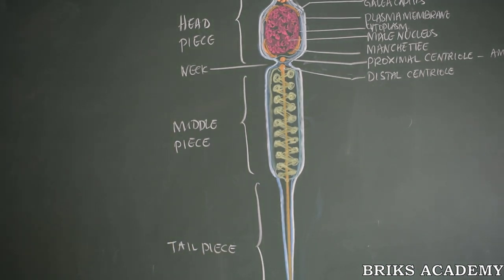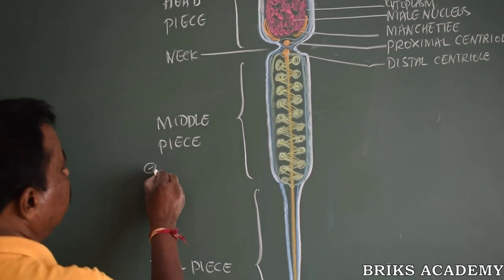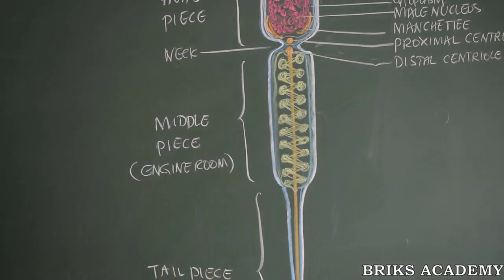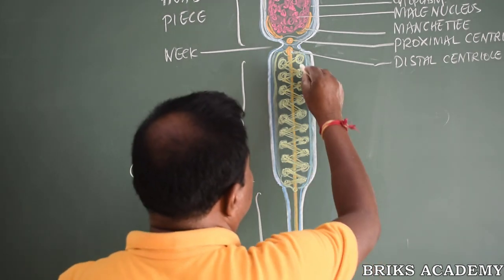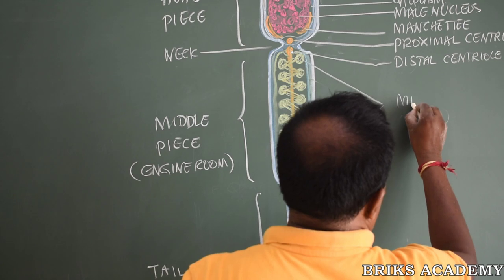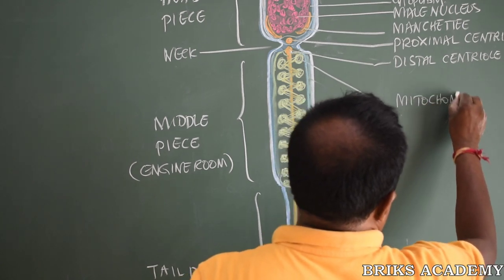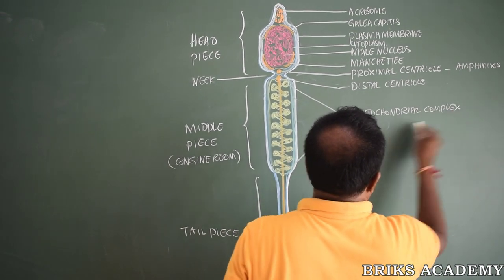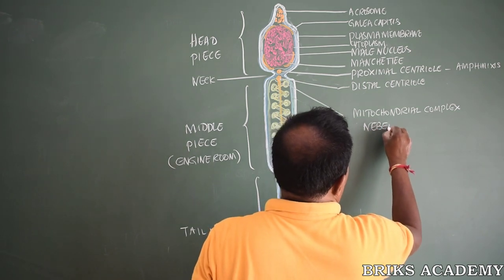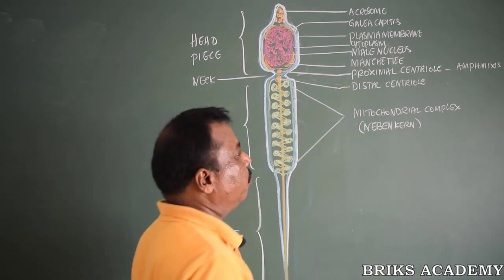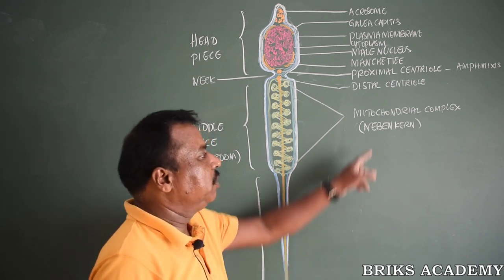The broadest part of the sperm is called the middle piece. The middle piece is also called the engine room, because it generates energy for the motility of the sperm. Around the central axis, there is a mitochondrial complex, or mitochondrial sheath, which is called the Nebenkern, named after a scientist. The mitochondrial sheath, the mitochondrial complex, is called Nebenkern.